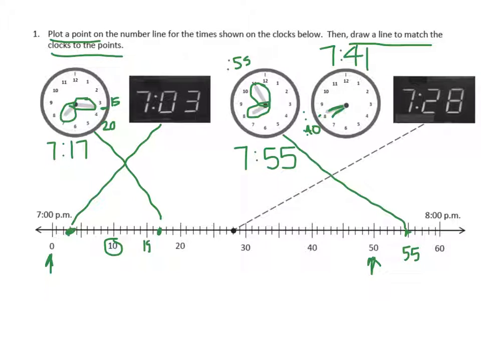So now I'm going to find, here's 40. 41 would be 1 after. And then I'm going to draw my line to the matching point.